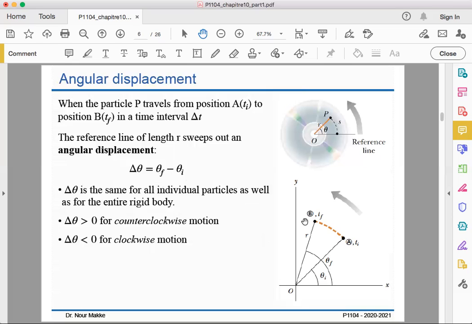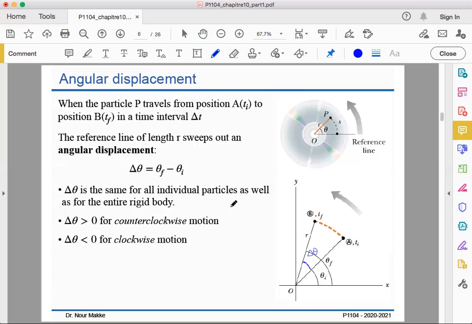So practically the difference in the position is the difference between the final position theta final minus the initial position theta i, and so this is the delta theta that we are talking about. This is the extra angle that the point P has traveled when the disk has rotated. So delta theta is of course the same for all individual particles as well as for the entire rigid body.